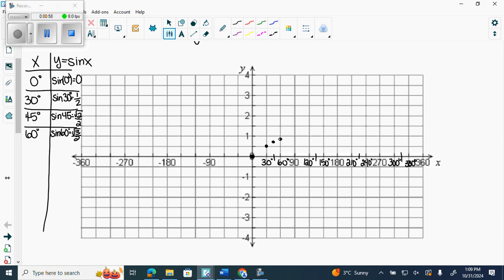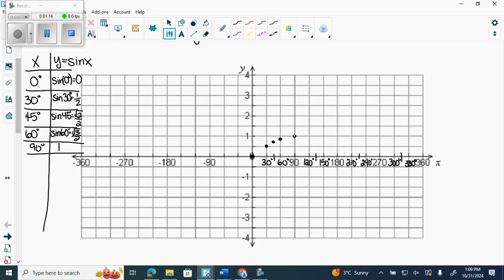And then we do 90. What is sine of 90? Sine of 90 is 1. So we have 90 and then 1. Okay, then we keep going.